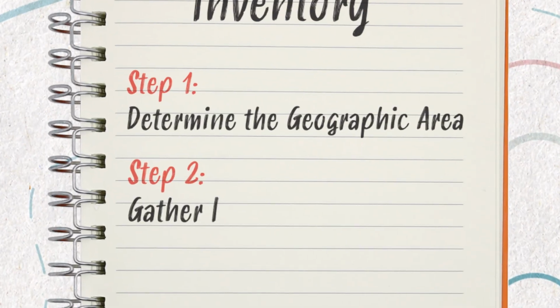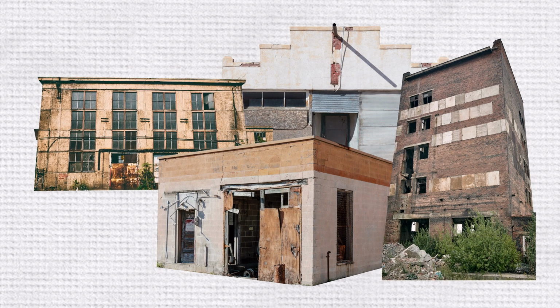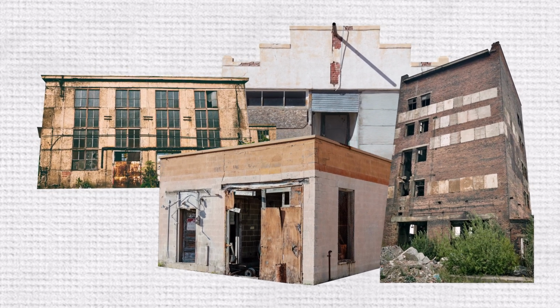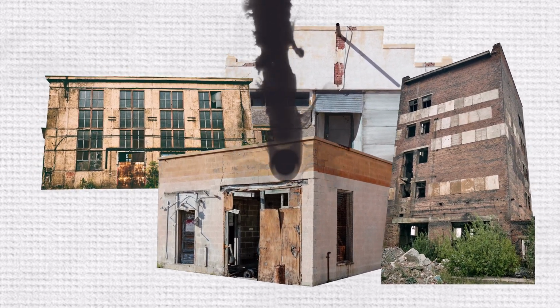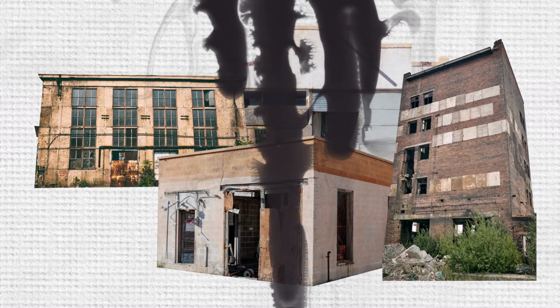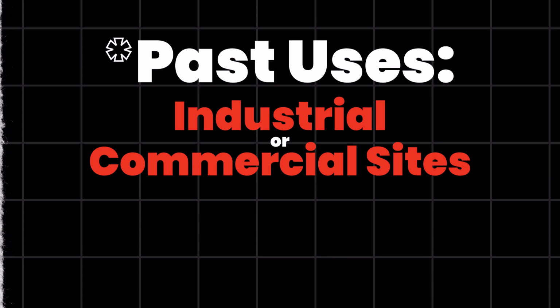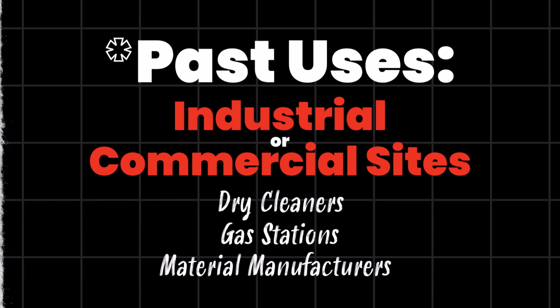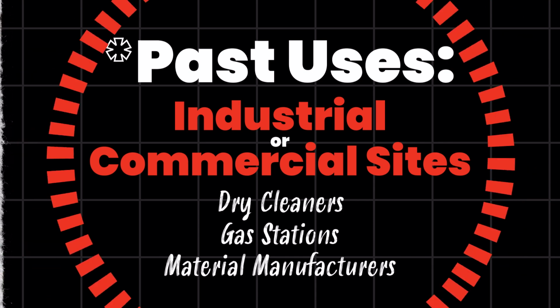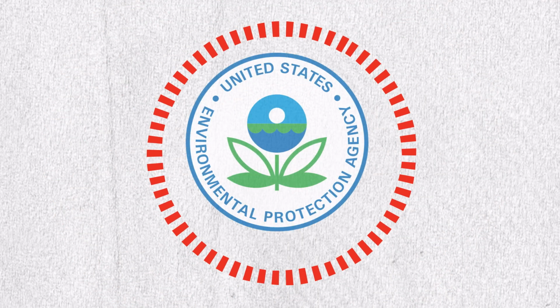Step 2. Gathering information. Once you know your geographic area, the next step in building your brownfield inventory is identifying potential sites that have a documented record of environmental issues, or based on past uses, one could assume there may have been a release of chemicals. These past uses would include industrial or commercial sites that used or stored chemicals, such as dry cleaners, gas stations, or material manufacturers. These sites can be identified using database and record searches.